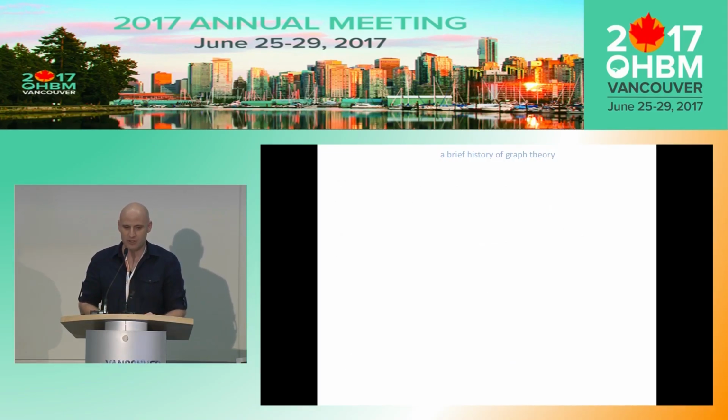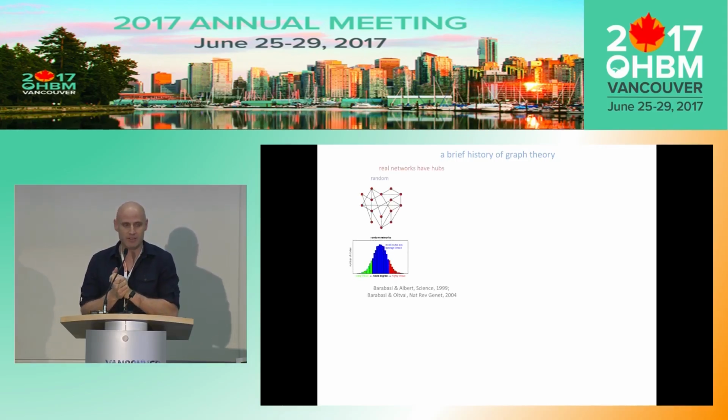But it really wasn't until the late 1990s that people started to think, well, maybe this random graph model isn't so appropriate for many networks that we find in nature, because they seem to show some properties that are distinctly non-random. One of the key insights was published in Science by Barabasi and Albert in 1999, and they focused on a property called the degree distribution.